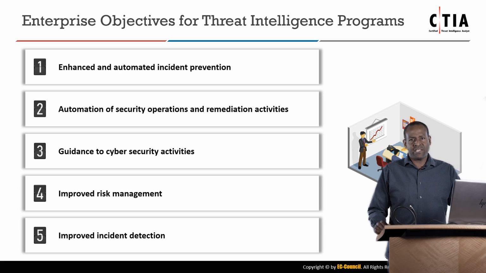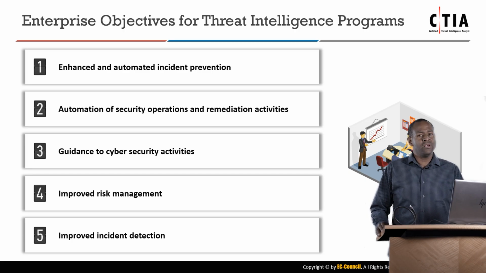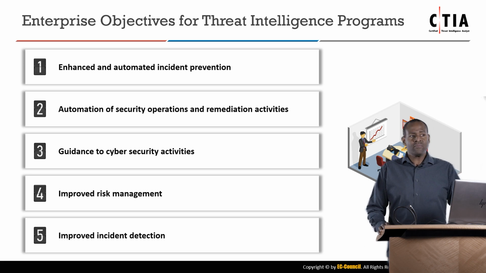All right, that brings us to enterprise objectives for threat intelligence programs. So what we're looking at as enterprise is for a large business. And so if you're going to be running a threat intelligence program in your organization, which I'm assuming you are since you're in this class, or perhaps you're going to be involved with a threat intelligence program, here are some objectives for your business. Number one, enhanced and automated incident prevention. And this is an area that I will always emphasize, which is automation.